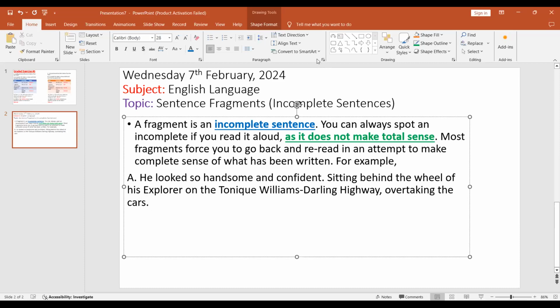Okay, good. What did y'all put? I see S. Nivea said F. Nivea says a fragment. Everybody else says S except for Maria. Maria says a fragment. Felicity says it's a fragment. Sabria says it's a fragment. Aaron says it's a fragment. Natalia says a fragment. Why do you believe that's a fragment? He looks so handsome and confident. Why do you think that's a fragment?